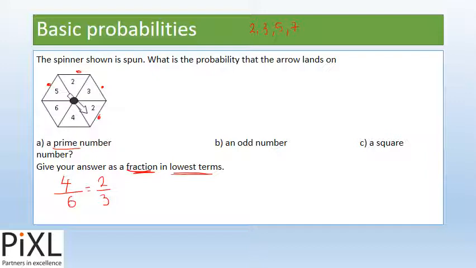Now an odd number. So let's look for our odd numbers. Well, we've got 1 there, we have 1 there, and that's it. So we have 2 odd numbers. So there are 2 odd numbers out of 6, which cancels down to 1/3. Now square numbers. Our square numbers are 1 times 1, which is 1, 2 times 2, which is 4, 3 times 3, which is 9, and so on. So the square numbers on here, we have a 4, and that's it. So we have 1 square number out of 6.